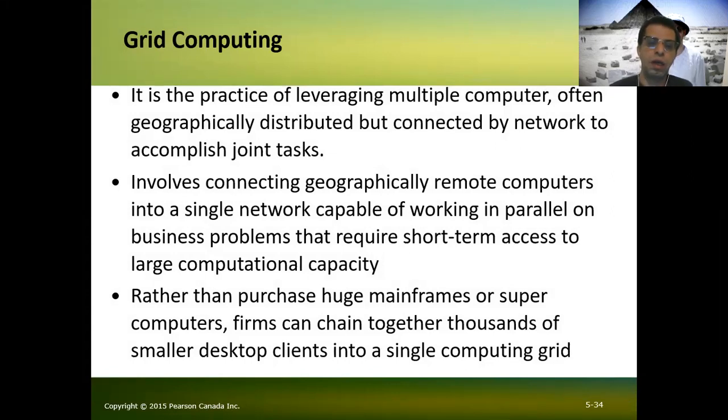Bitcoin. It also involves connecting geographically remote computers into a single network capable of working in parallel on a business platform that requires short-term access to large computational capacity. Rather than purchasing a huge mainframe or a supercomputer, firms can chain together thousands of smaller desktop clients into a single computing grid.